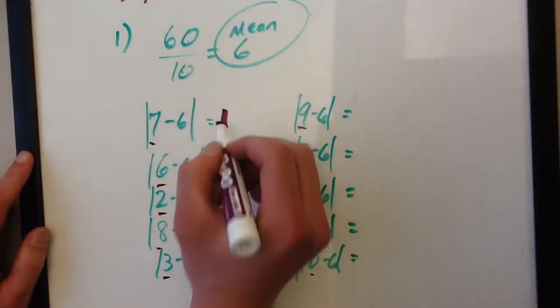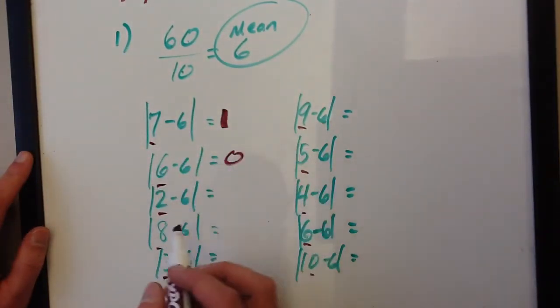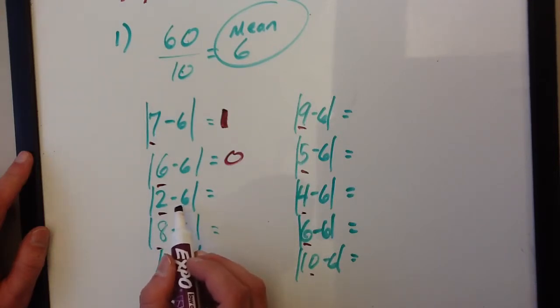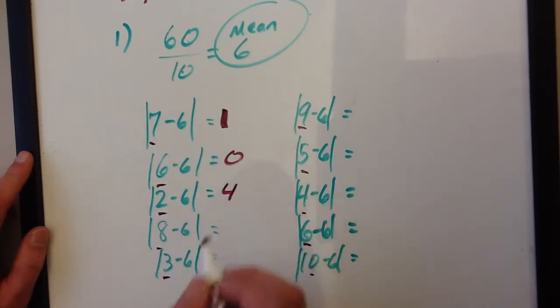7 minus 6, that's 1. 6 minus 6, that's 0. 2 minus 6 is negative 4. The absolute value of negative 4 is 4. 8 minus 6, that's 2. 3 minus 6 is negative 3. The absolute value of negative 3 is 3.